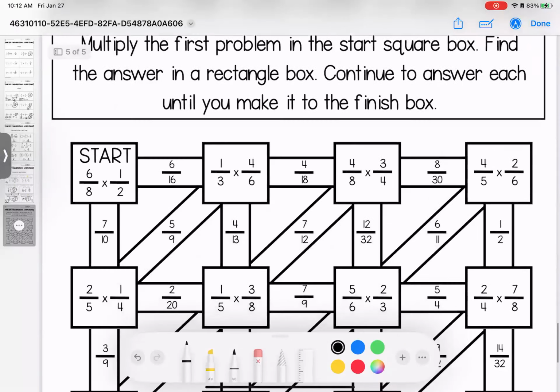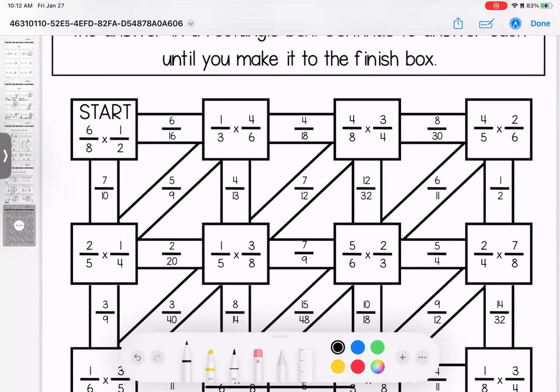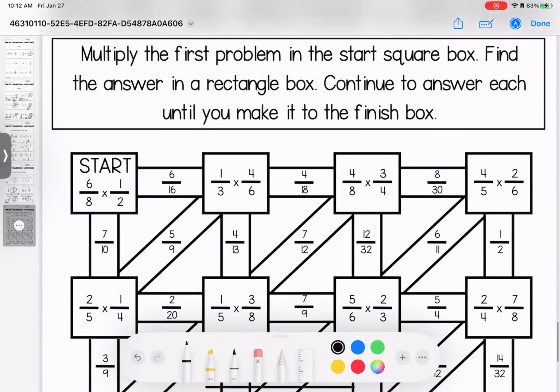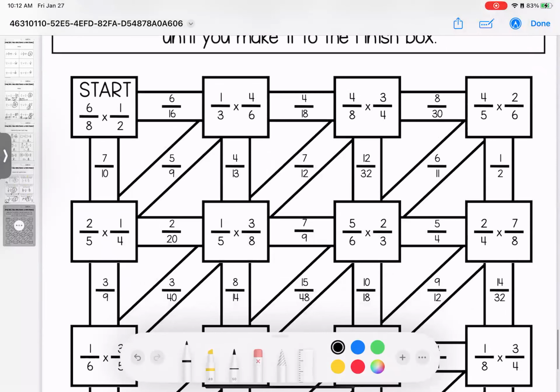All right, sweet faces, on to our last page. I hope you enjoyed this. This was a fun puzzle. So what your goal was is to solve your start box. And every time you solve your question, you needed to follow the line. So when I did 6/8 times 1/2, I got 6/16. I left these unsimplified for you. And what I had to do then was fill in the 6/16. And then answer this next question.